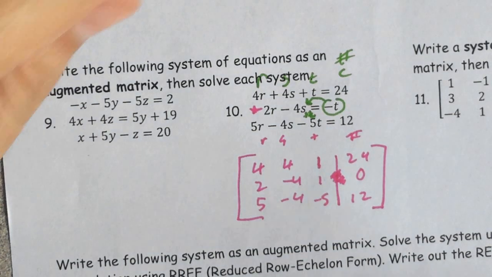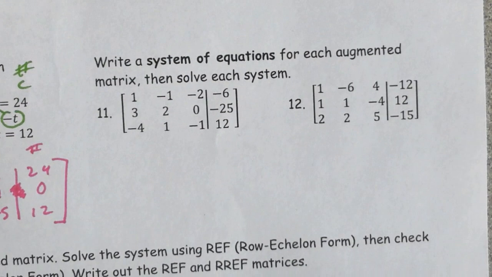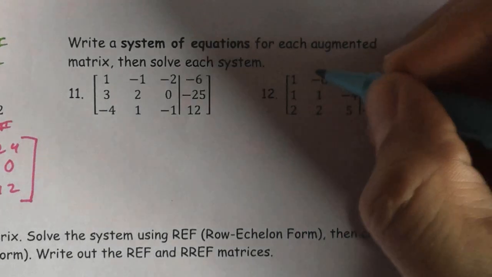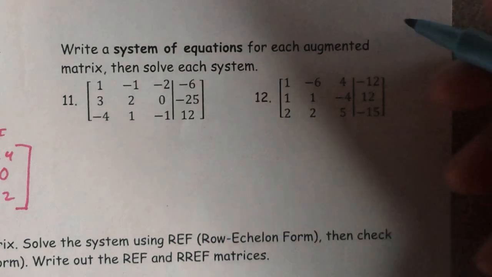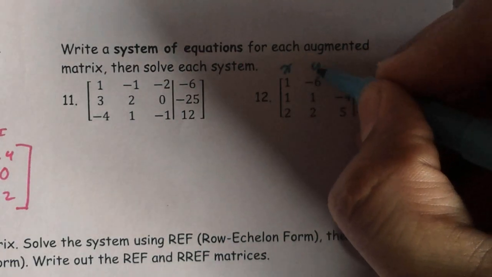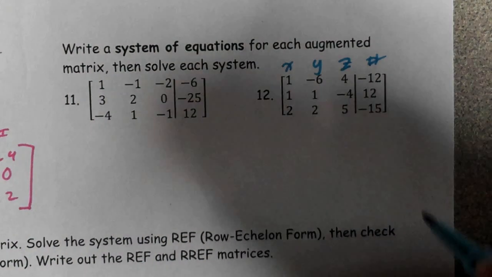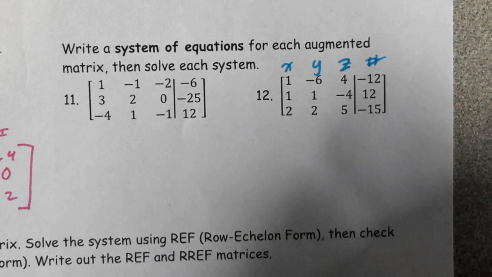Going the other direction, which is 11 and 12, is even easier because they're already guaranteed to be in the right order because the matrix has to be in order. So let's do 12 just to keep it equal to the other side. That's my X, that's my Y, that's my Z, and this is my number after the equal sign. That line represents the equal sign.